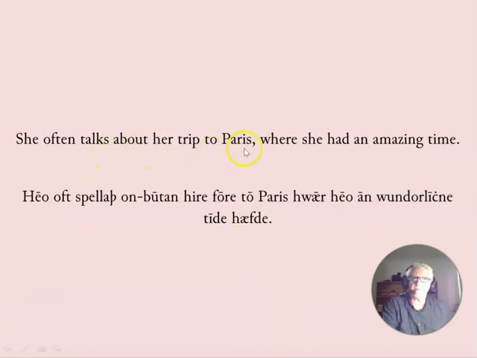She often talks about a trip to Paris, where she had an amazing time. Heo oft sepeleth on Bhutan hiare for to Paris hawar heo an wunderlichne tida havde. I'll let you work out the different things there.